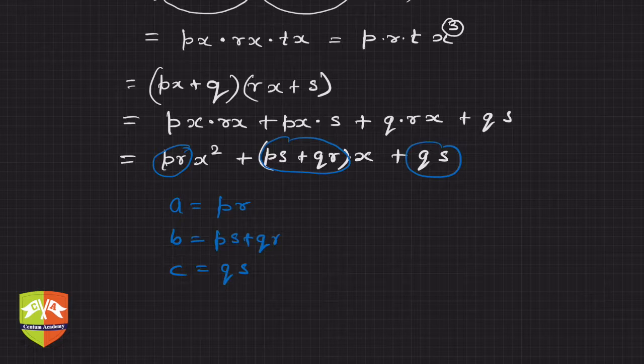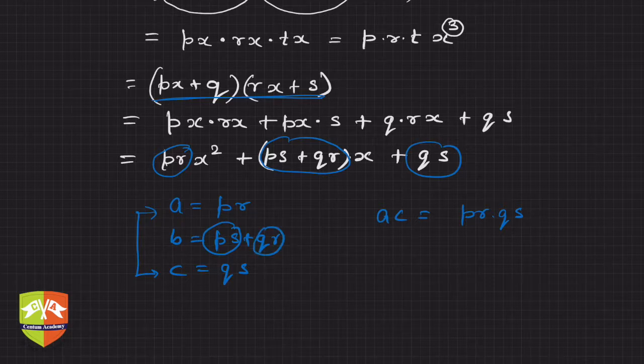If you get P, Q, R, and S, then you know the factors. If you notice carefully, if you multiply these two terms, AC, what is AC, guys? AC is PR times QS, correct? Now, B has been divided into two parts.